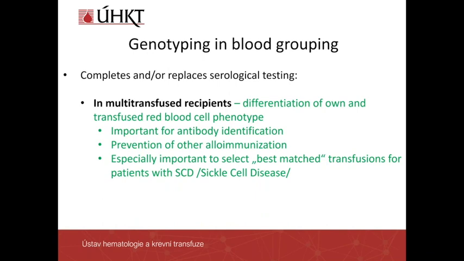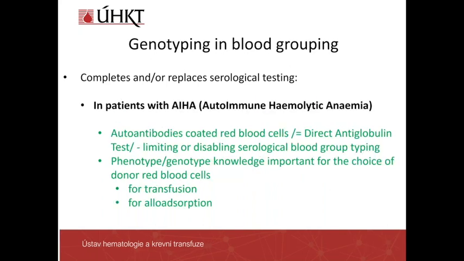Why do we need genotyping in transfusion medicine when we have a lot of serological methods? It's necessary because serological methods have many limitations. One of them is in multi-transfused recipients, when we need to differentiate their own and the transfused red blood cell phenotypes, which is important for antibody identification, for prevention of alloimmunization, and for selection of the best matched transfusions for recipients of multiple transfusions, especially sickle cell disease patients.